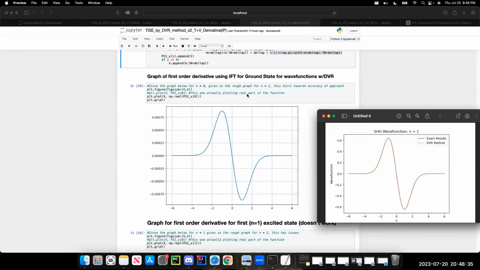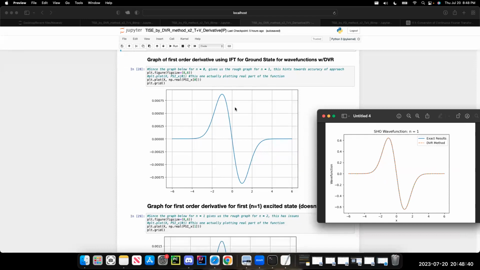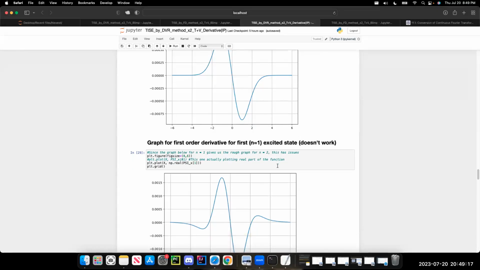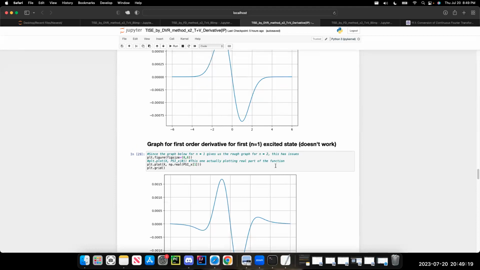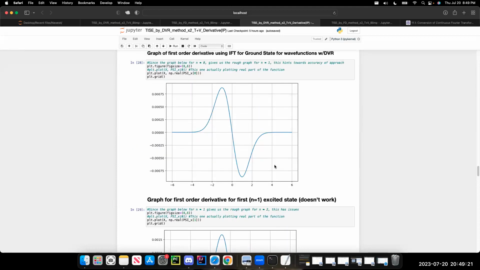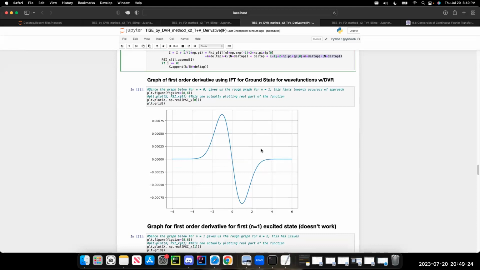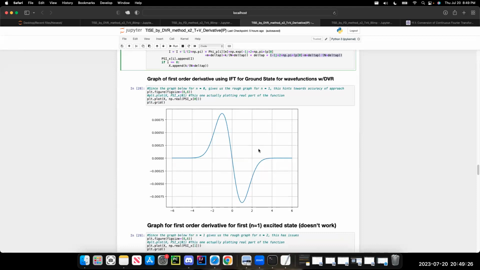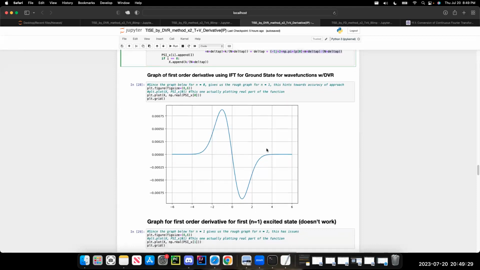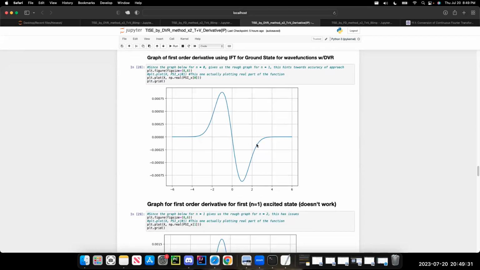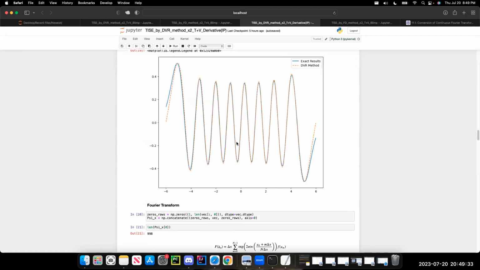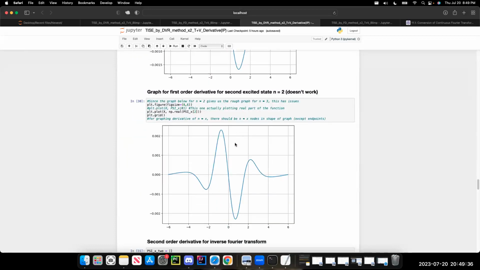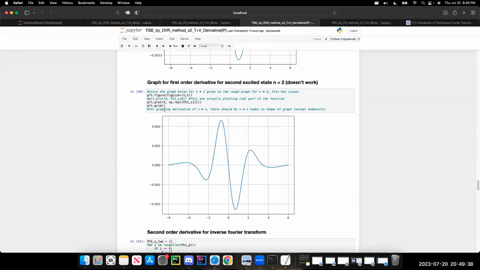Now, it seems like this idea works for the ground state wave function, but it doesn't really seem to work for anything beyond the ground state. So this observation that was made, where if I graph n equals x, then the derivative of that wave function in particular should correlate to n equals x plus 1, which we had up here. But that doesn't seem to work if, let's say, I choose n equals 2.